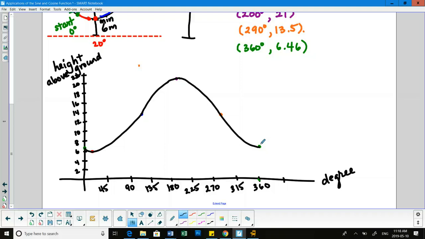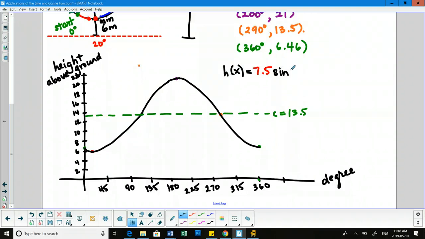Okay, so what is this as a sine function? This is my question. So here's our midline. It was at 13.5. So that's actually our C value, 13.5. What's the amplitude of this function here? 7.5 is the amplitude. Just as a little hint to you, the radius of the object is always your amplitude.